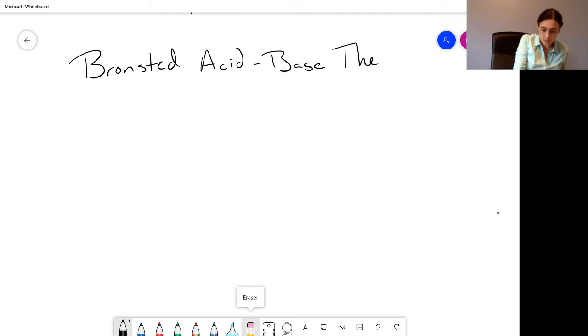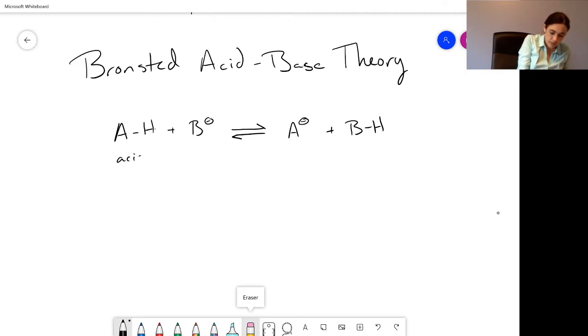So, Bronsted acid-base theory. Just as a quick recap, we will be defining acids as things that have protons. They will be interacting with bases, which will take a proton to form the conjugate base of the acid and the conjugate acid of the base. So this is our acid, this is our base, conjugate base, conjugate acid.